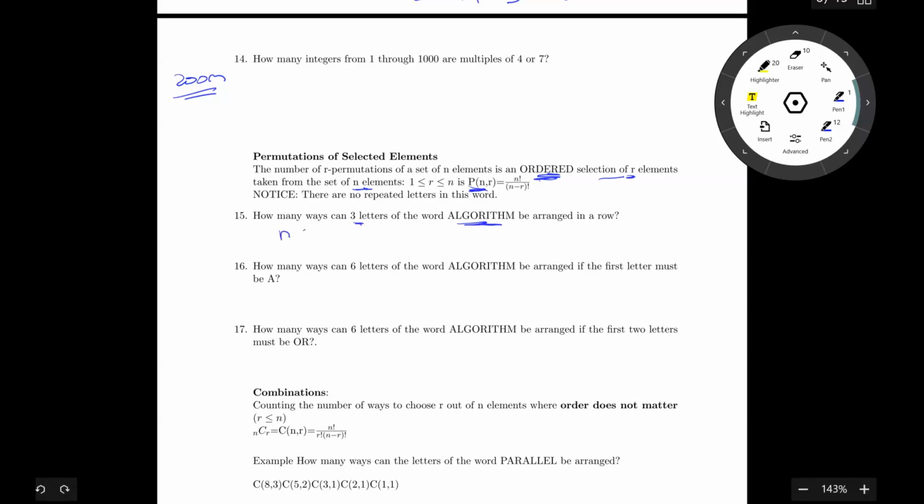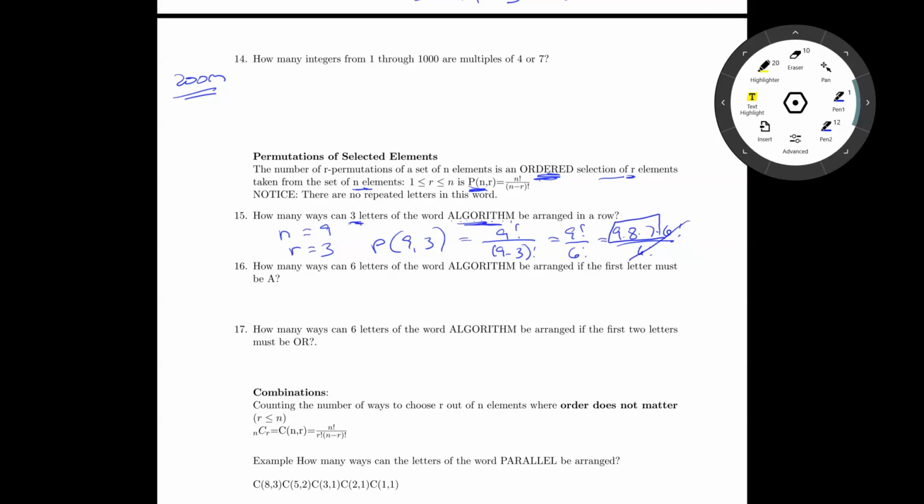So n is the total number, so the number of letters in the word algorithm is 9. And this says I'm picking out 3 of them. So permutations of 9, 3. And then you could go figure that out if you wanted to. 9 factorial over 9 minus 3 factorial. And you know that this is 9 factorial over 6 factorial. And you remember how factorials cancel, right? 9 times 8 times 7 times 6 factorial, over 6 factorial. The 6 factorials would cancel, so you would get this, right? In case you needed to. Just reminding you stuff.